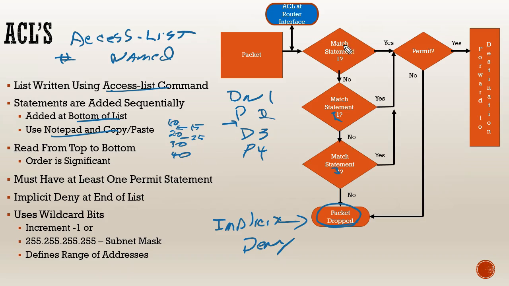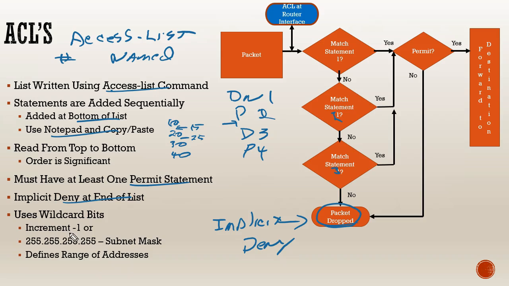If we have something that is too general at the top, either a permit or a deny, then we may preempt what happens at something below. So the more specific commands need to be at the top of the list. Let's see, it must have at least one permit statement because of the implicit deny. Order is significant. Implicit deny at the end of the list.